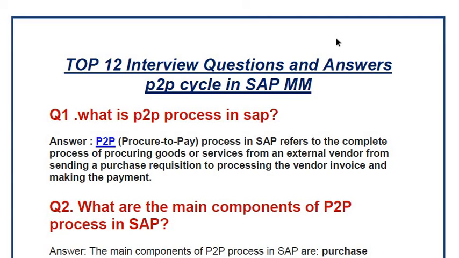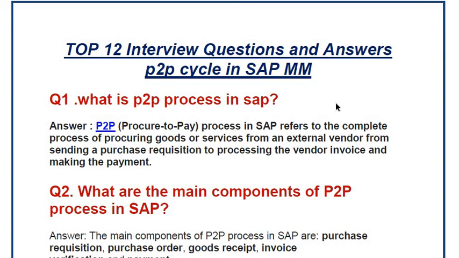Hello all. Today we are going to discuss top 20 interview questions and answers based on the P2P cycle in SAP MM. Okay. So first question is, what is the P2P process in SAP? P2P stands for procure to pay process in SAP. It refers to the complete process of procuring goods or services from an external vendor, from sending a purchase requisition to processing the vendor invoice and making the payment. Simple. This is the answer.